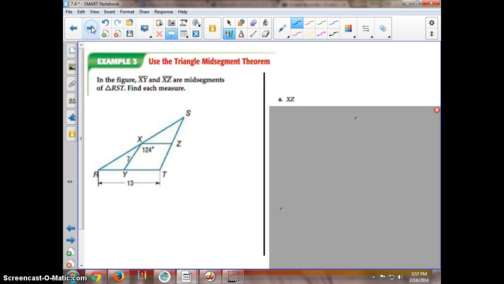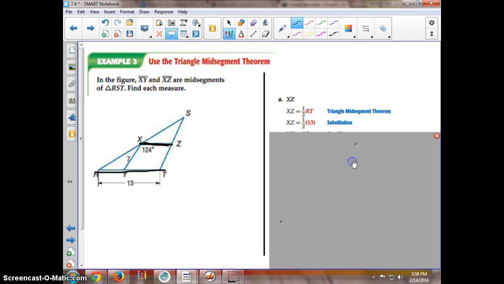Well, let's see if we can apply this, given this picture. First, we're going to find XZ, so this segment right here. Well, I want to focus on this one because I know that XY and XZ are mid-segments. So if we know this is 13, do we know how long this is going to be using that mid-segment theorem? Well, yeah, this is going to be 1/2 of this length. So we're going to use the mid-segment theorem, 1/2 of 13, which is 6.5.